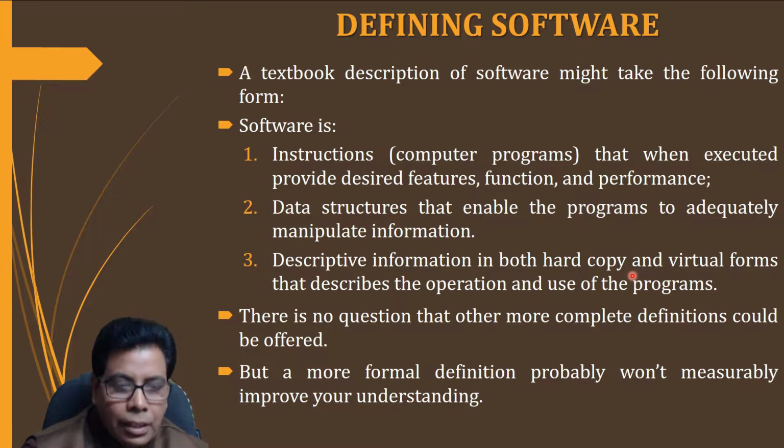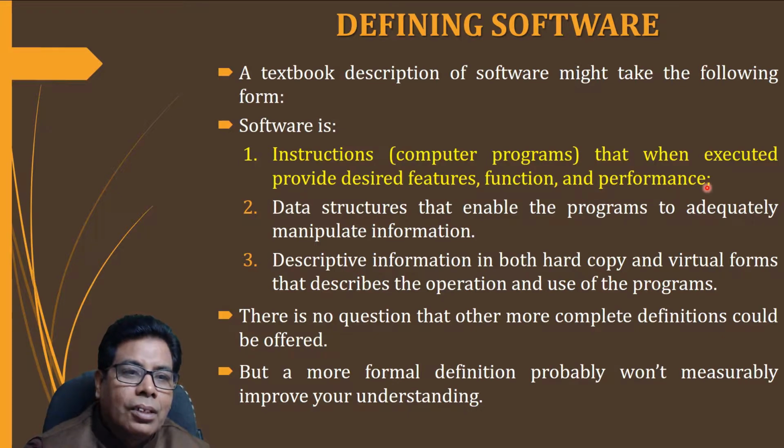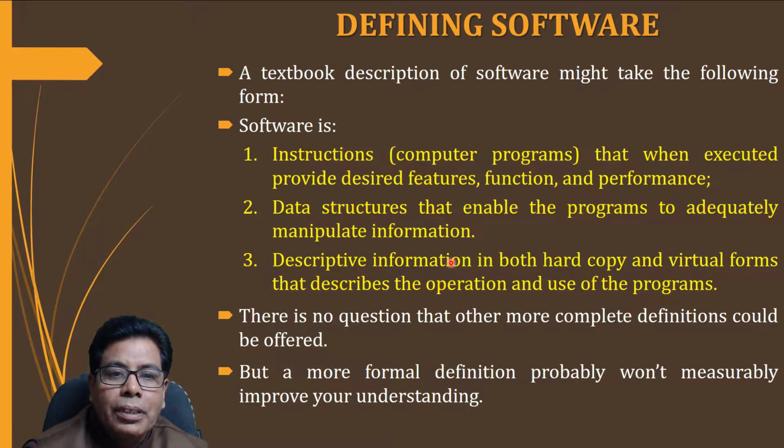Then defining software. A textbook description, if you look for it, says software is instructions, that is, computer programs that when executed provide desired features, functions and performance. Then secondly, data structures that enable the programs to adequately manipulate information. Maybe you will be studying this subject, data structures. They are very important in the software. So with the help of the data structures only, the software is able to manipulate the information. And then thirdly, descriptive information in both hard copy and virtual forms that describe the operation and use of programs.